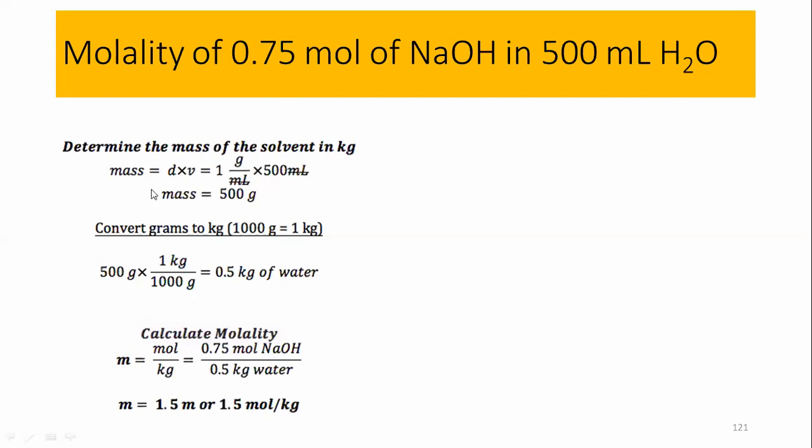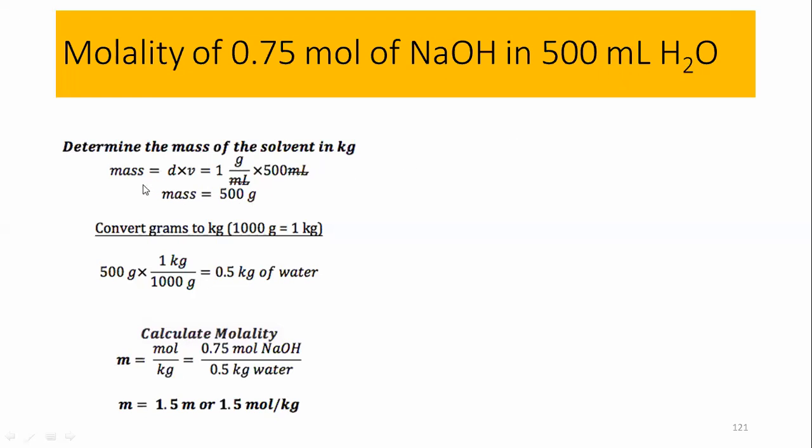How can you convert? You can use the simple density formula. Density is mass by volume, so mass will be equal to density times volume. And you know the density of water is 1, that means 1 gram per ml, and the volume given is 500 ml. The 500 ml is cancelled out, what is left is gram. So the mass is the same as the volume, 500 gram, because the density is 1.